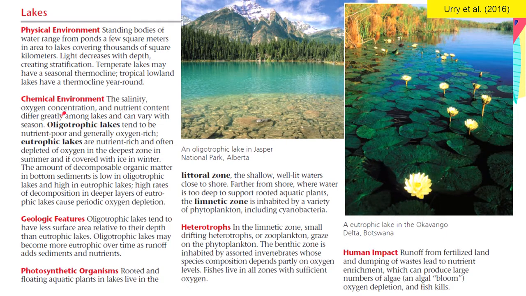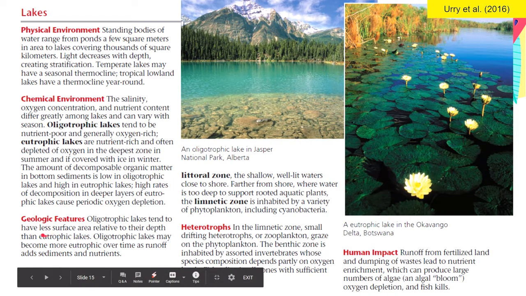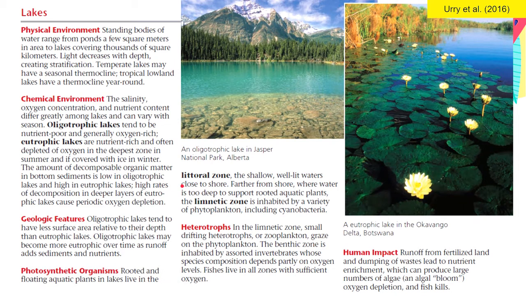In terms of chemical environment, the salinity, oxygen concentration, and nutrient content vary greatly among lakes. So we have different types of lakes. Oligotrophic lakes tend to be nutrient poor and generally oxygen rich. Eutrophic lakes are nutrient rich while they have depleted oxygen. In terms of geologic features, some types of lakes can have less surface area in comparison to their depths. And we've also talked about the types of organisms that can survive based on the zones of the lake.